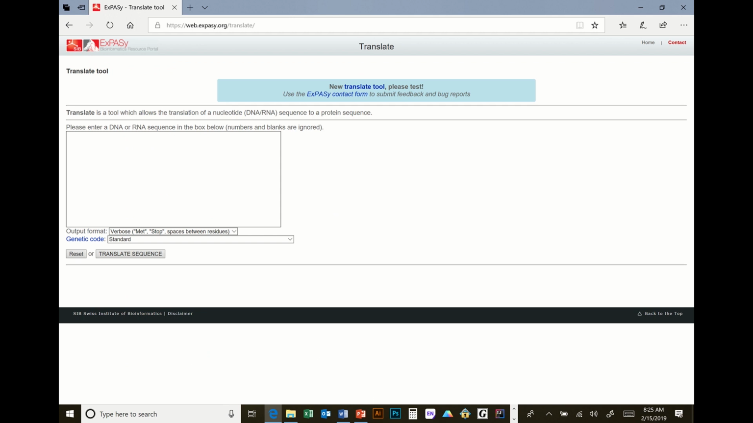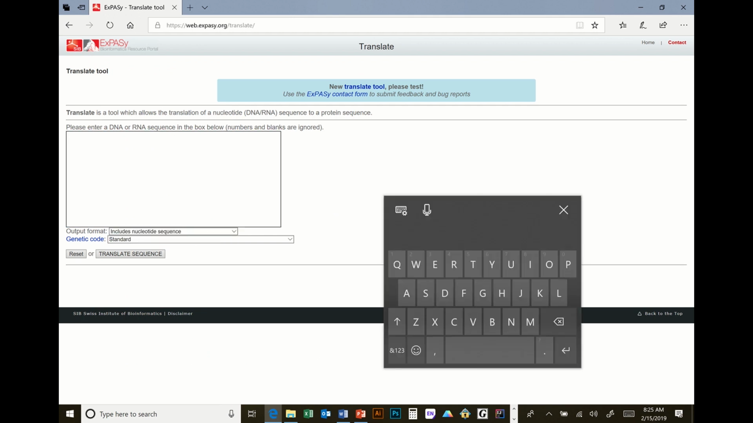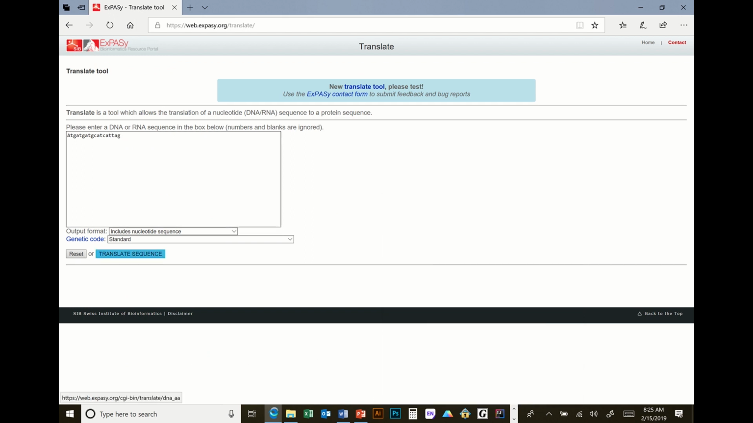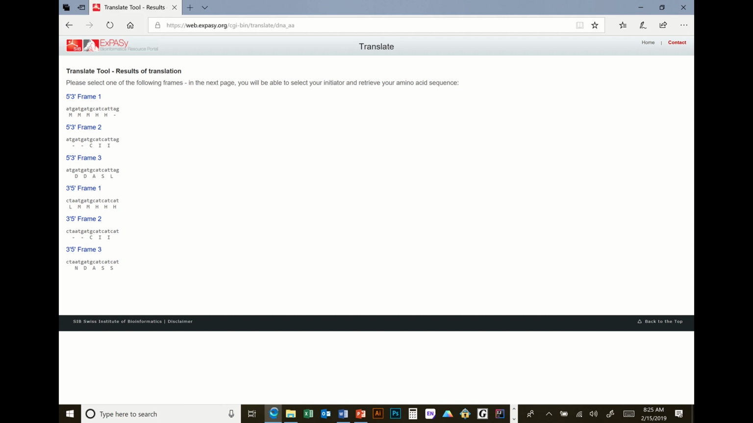So if we want to find that actual codon, we have to change this to include the nucleotide sequence, and then let me show you what that looks like again. ATG, ATG, ATG, CAT, TAG. So the different frames are if you start instead of ATG at TG. Yep, TGA. If you started at TGA, it would be a stop codon. If you started at GAT, it would be a D. So yeah, it's looking at the 3 possible frames.